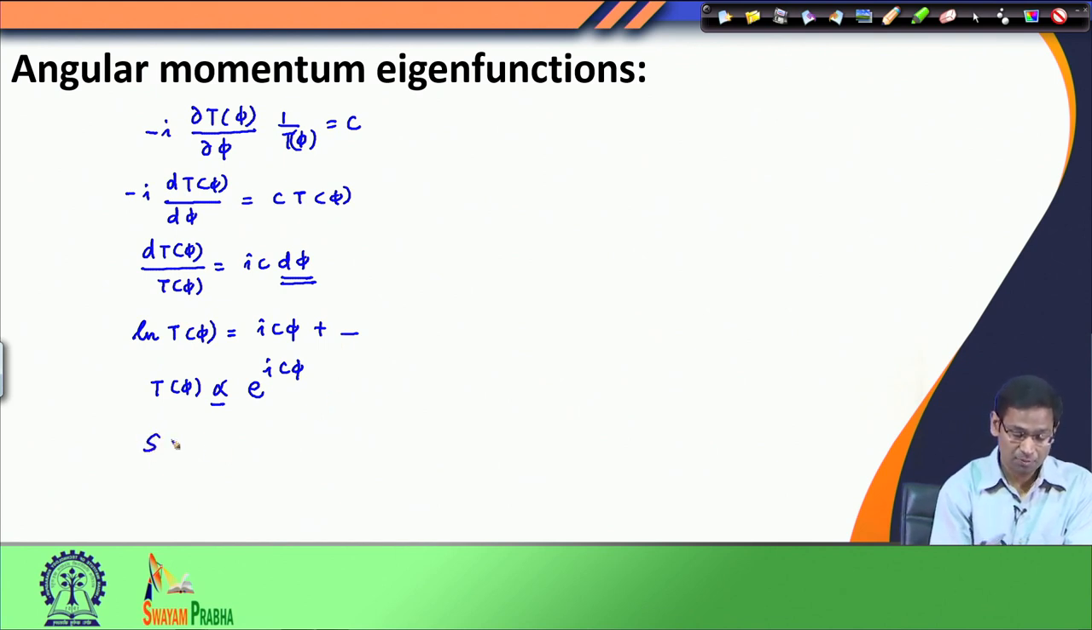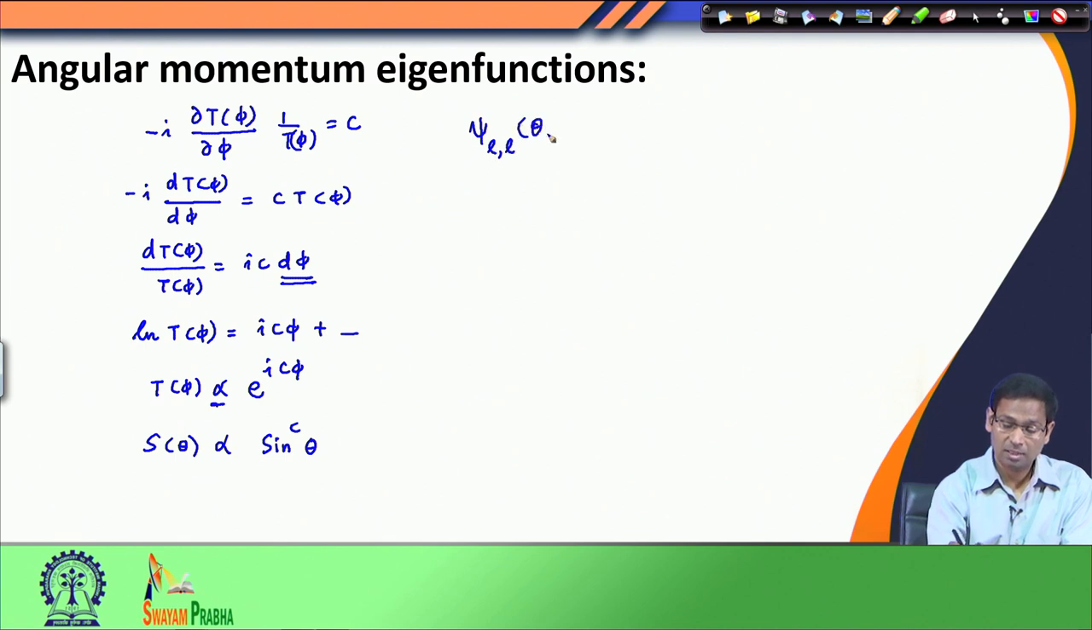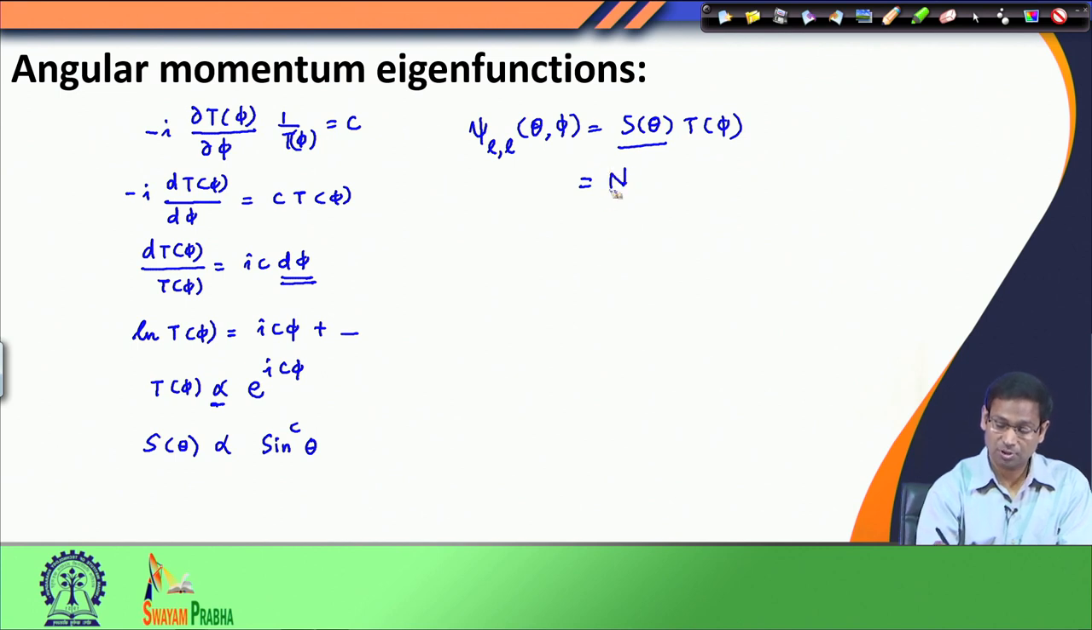If you remember, we had S of theta as proportional to sin to the power c theta. We had defined psi ll of theta, phi as S of theta T of phi, and now what we get is some constant, because each of them will have some constant term. So, I collected them and I am writing that constant N here, sin to the power c theta e to the power i c phi.